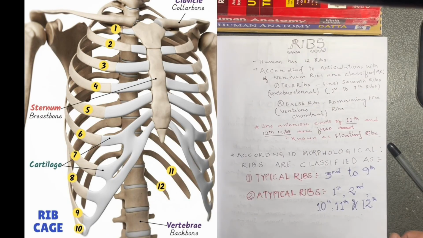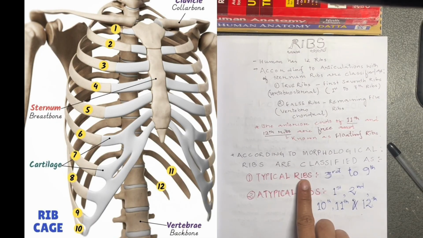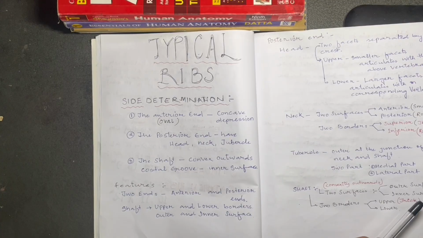Then come to the morphological classification. In morphological classification, there are typical and atypical ribs. Typical ribs are from the 3rd to 9th ribs, and atypical ribs are the 1st, 2nd, 10th, 11th, and 12th ribs. In this video, I will explain about the typical ribs.